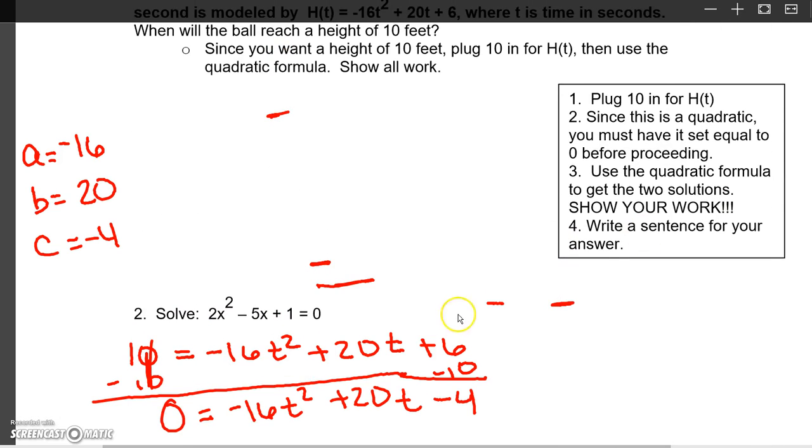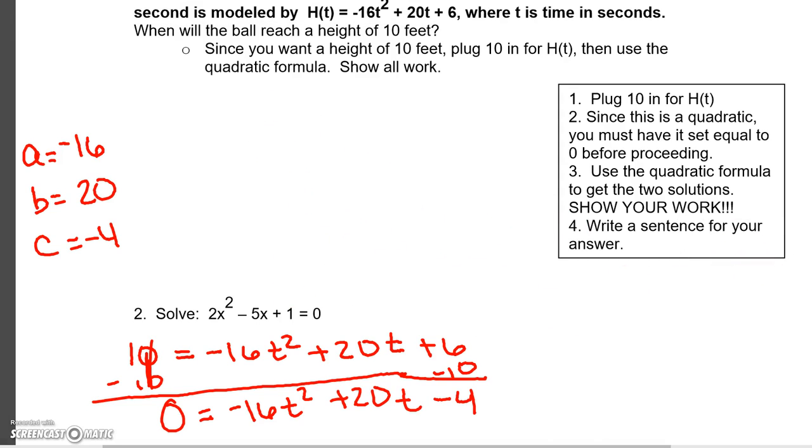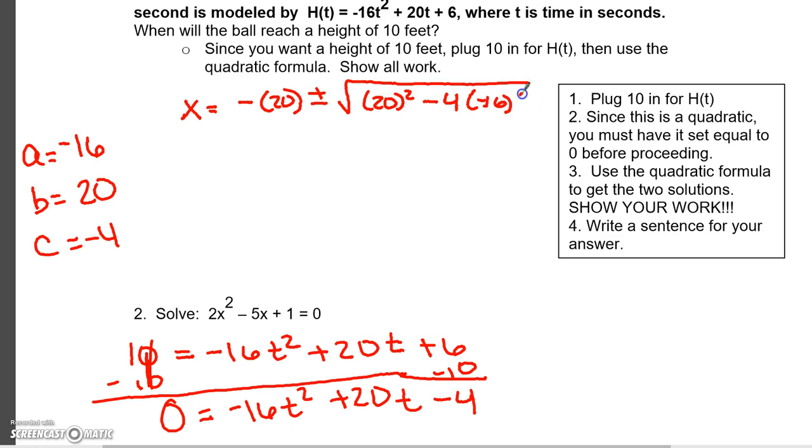Yeah, I got a little bit more room there, so I'm going to erase this stuff. Alright, so x equals the opposite of b plus or minus the square root of b squared minus 4 times a times c, divided by 2 times a.